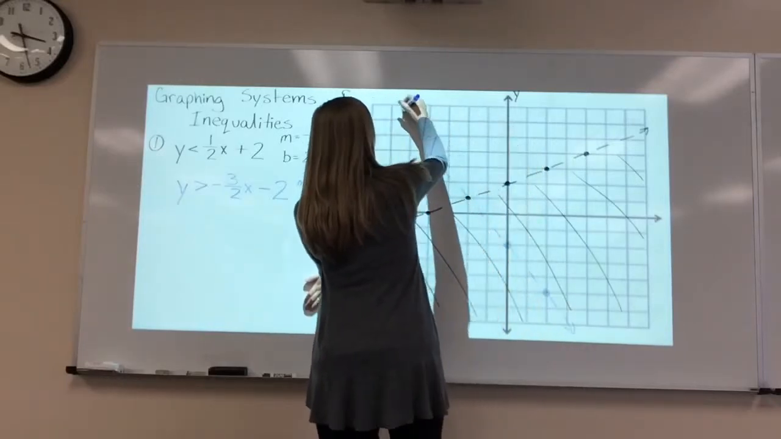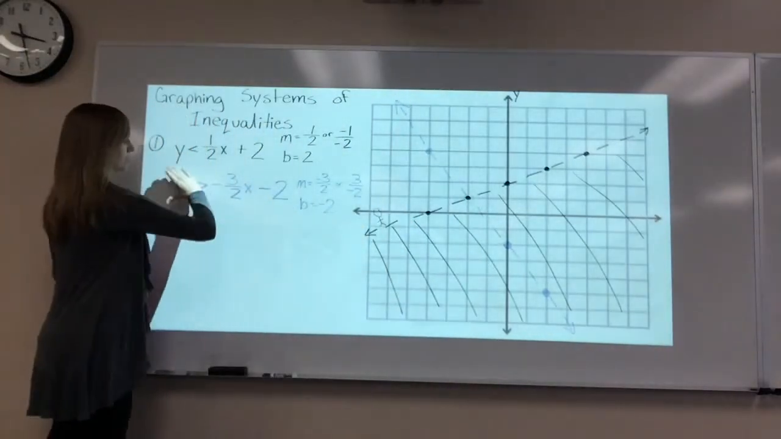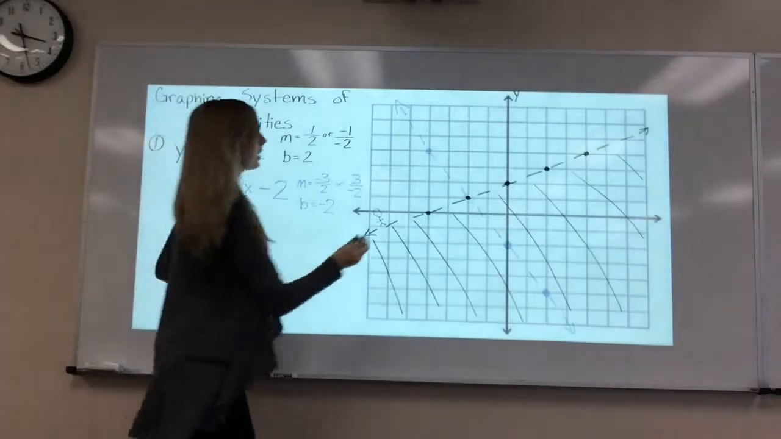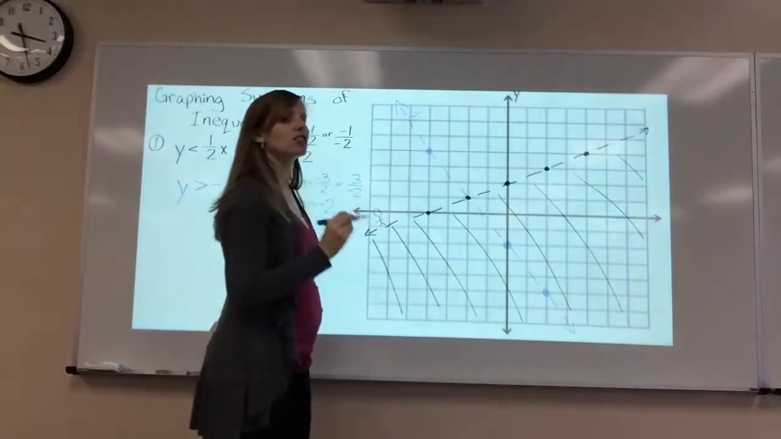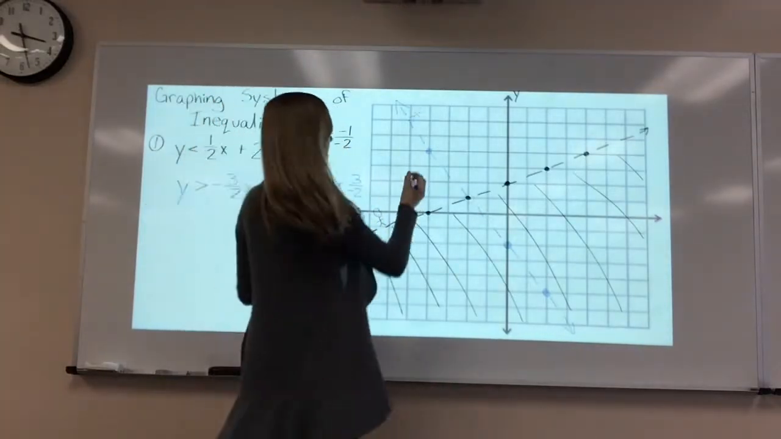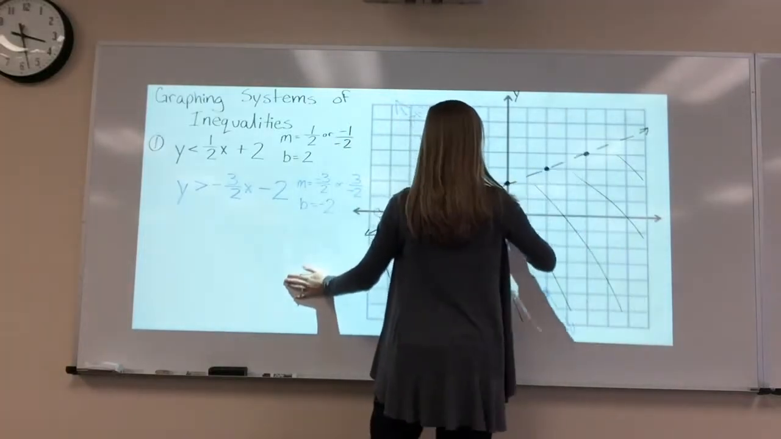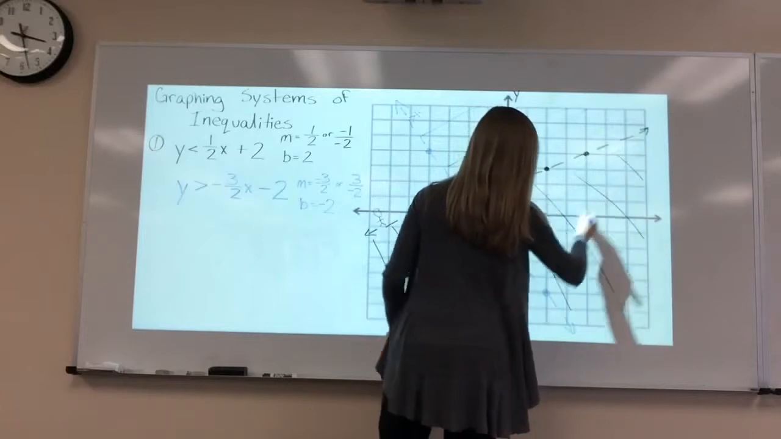And then I have to determine where we're going to shade. This inequality is greater than. It is eating the y. If it's eating the y, here's my person on my line. Stand like this. Eating the y, shade the sky. So to shade the sky, I'm going to shade up above, like this, ignoring the other inequality, shade above.